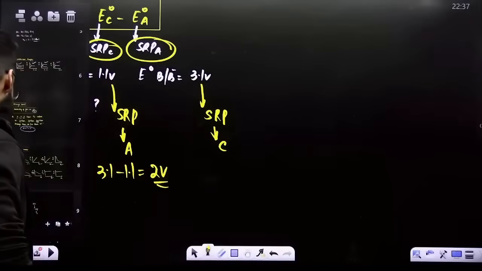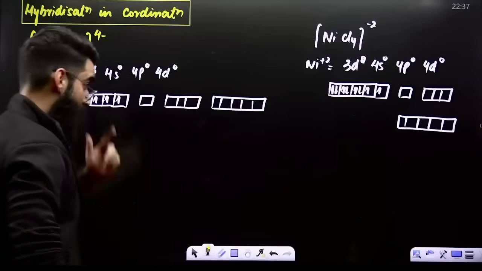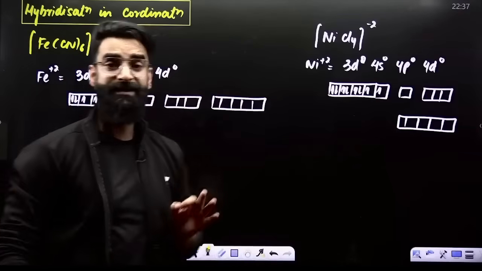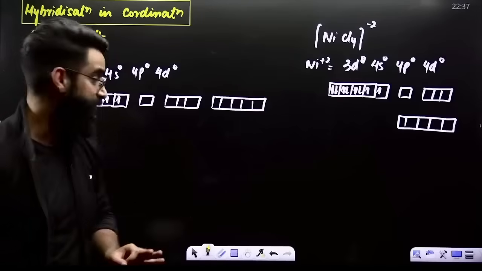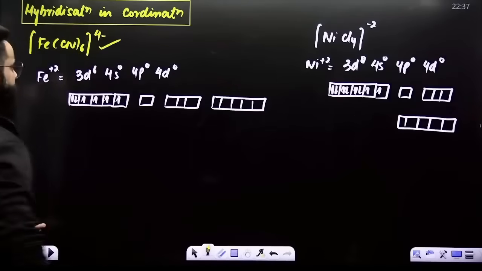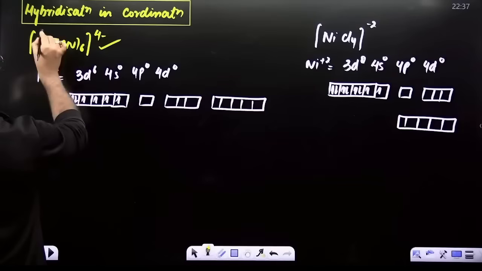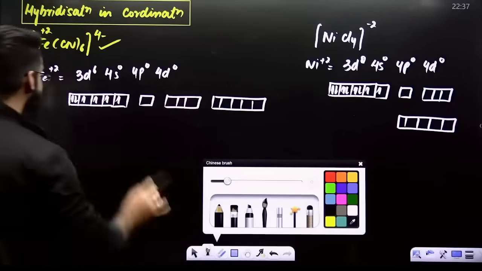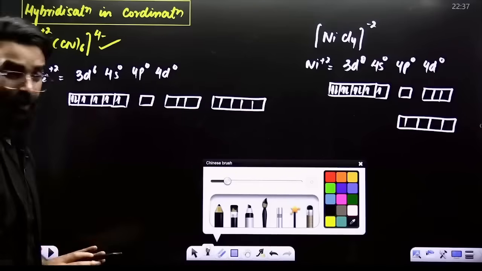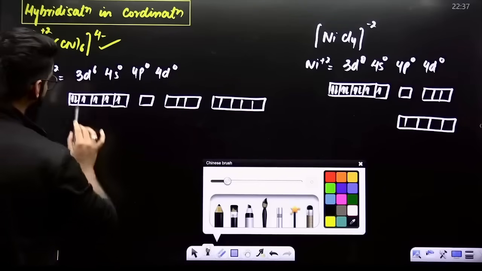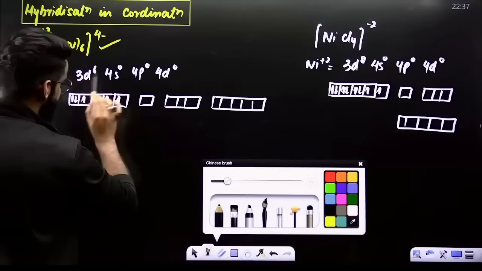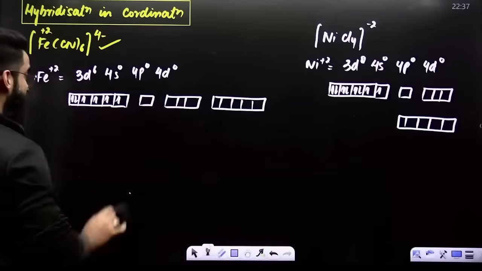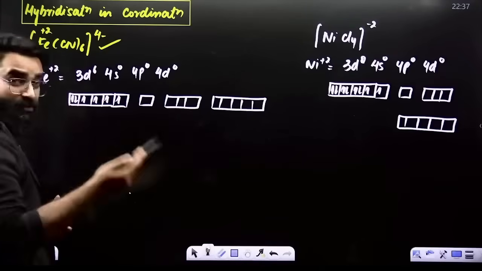Now, my dear students, again a frequently asked question is hybridization in the case of coordination compounds. Look at this particular complex. Iron here is in the dipositive state. I want to calculate the hybridization of this central metal ion in this complex. First of all, the Fe dipositive configuration will be 3d6 4s0, that will be the Fe dipositive outermost configuration.